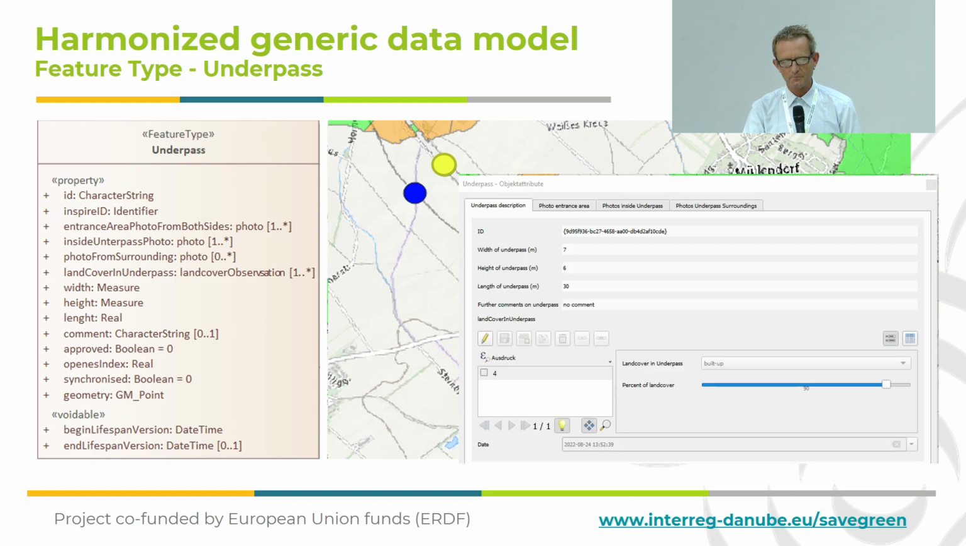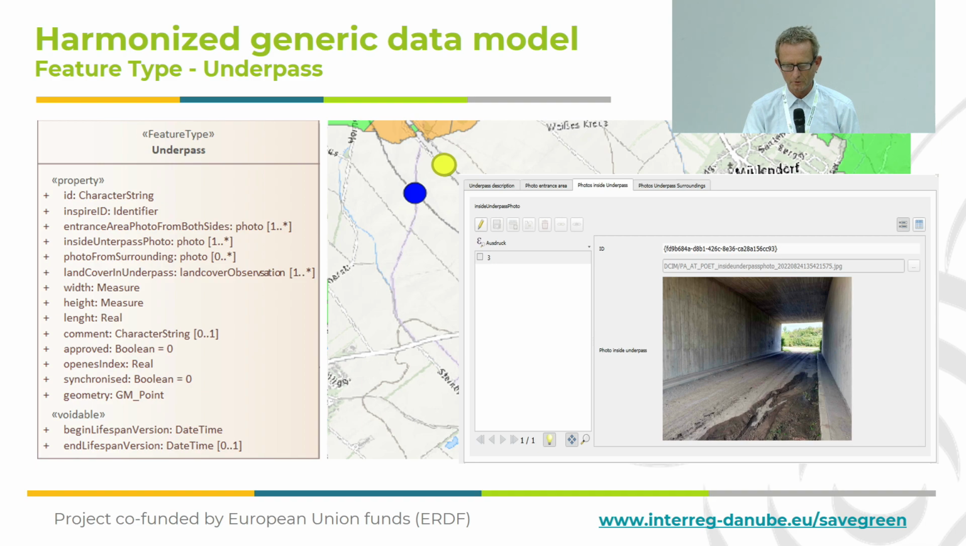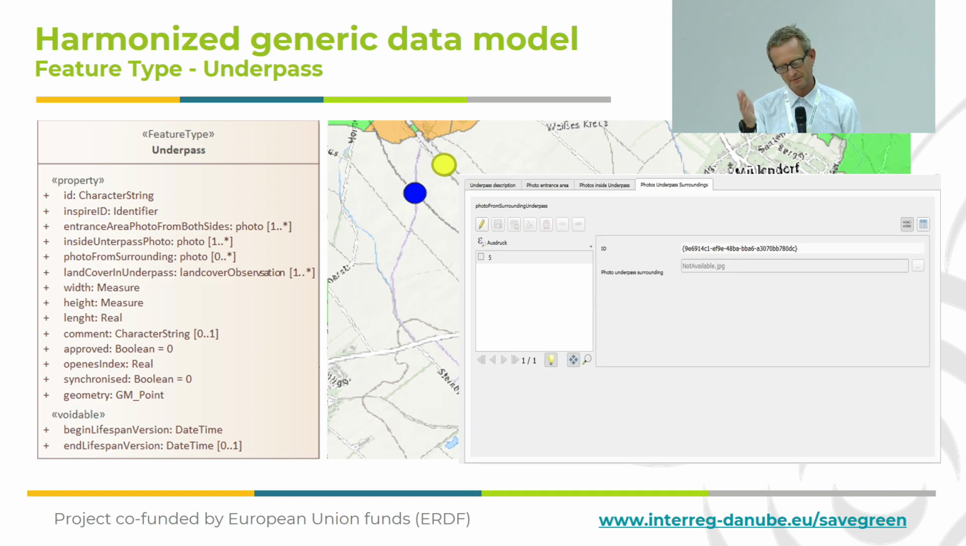And this is the representation. If you open the monitoring result in your QGIS client, you have these forms where you can see the general attributes, and you also have the photos of the photo documentation of this underpass. In this case, the mapper didn't map the surrounding of the underpass.